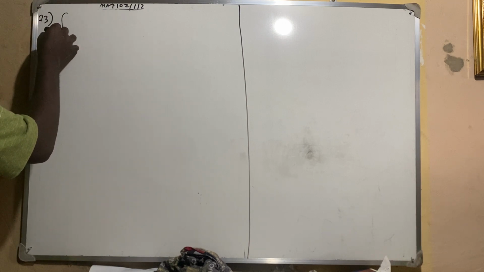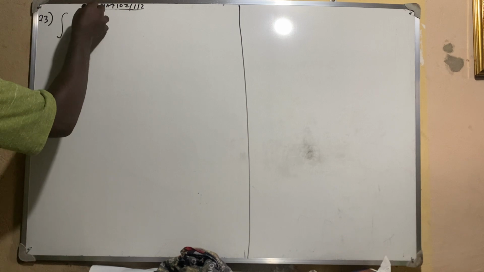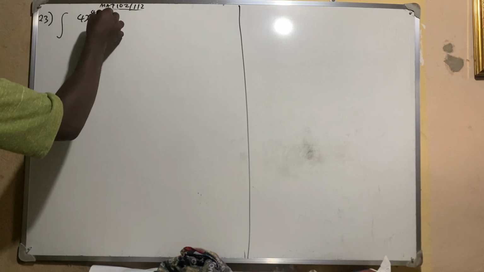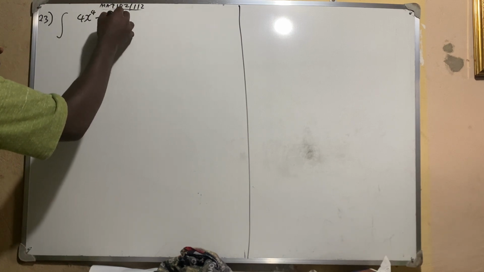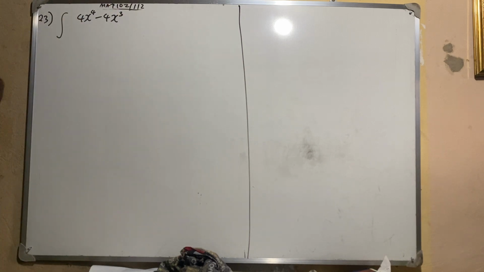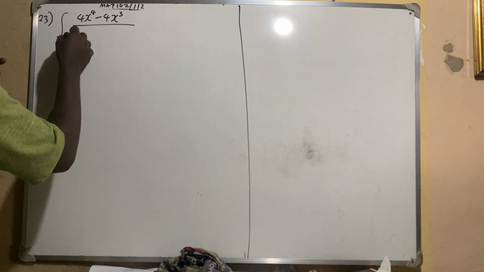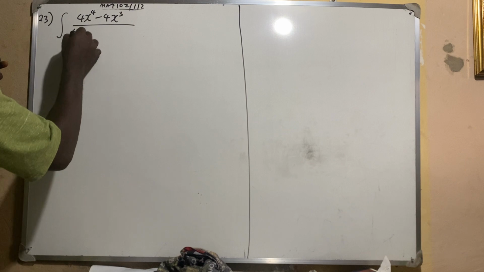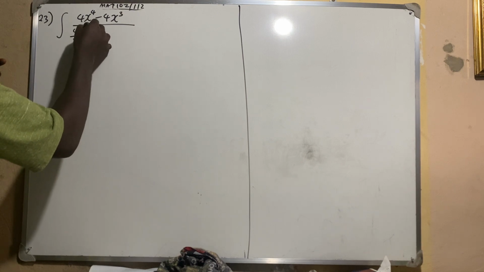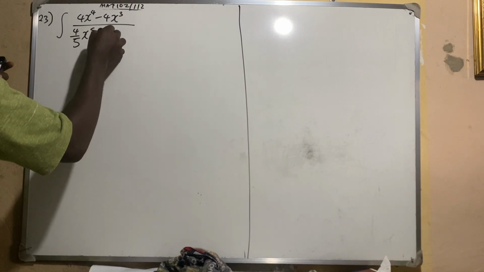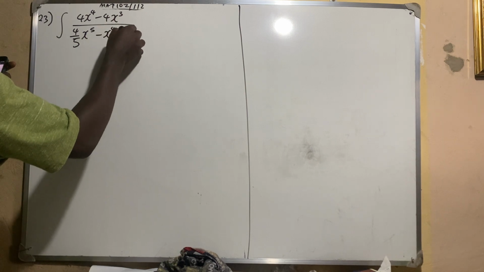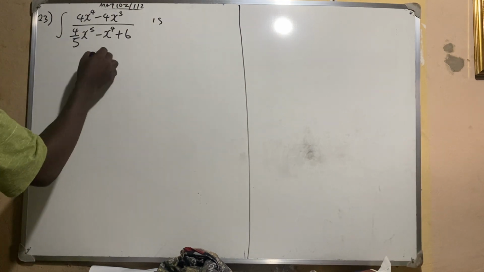Okay, question number 23. Question number 23 says the integral of 4x raised to power 4 minus 4x raised to power 3, all over 4 over 5 x raised to power 5 minus x raised to power 4 plus 6. That is the question.